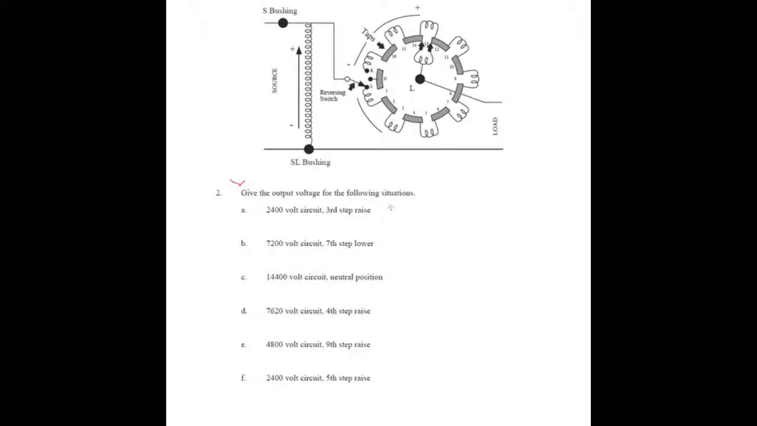So we've got to go ahead and back up here and say the third step means it's going to change the voltage by 3 times 0.00625, and that's equal to 0.01875 increase. So the load voltage then is going to be 2400 plus 2400 times 0.01875, and that's equal to 2400 plus 45, or 2445 volts.